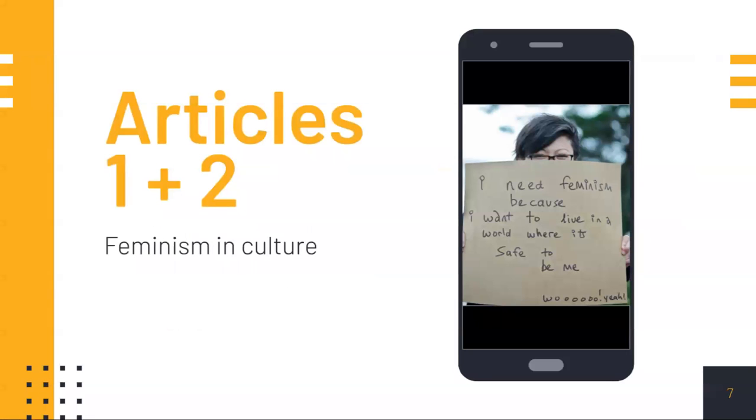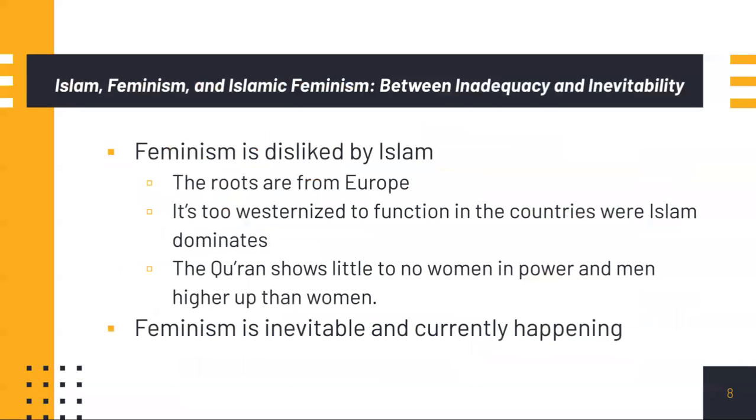For the articles 1 and 2, feminism and culture, and I included a picture of somebody. He said, I need feminism because I want to live in a world where it's safe to be me. And then he said, woo, and yeah, I thought that was funny. The first article was Islam, Feminism, and Islamic Feminism Between Inadequacy and Inevitability. So feminism is inherently disliked by Islam.